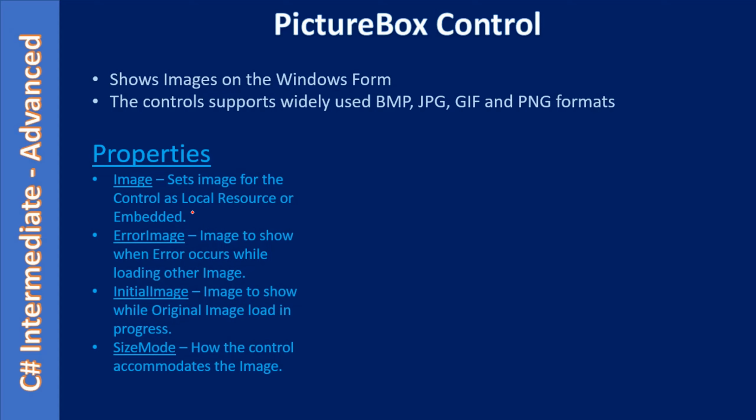So the image is to load the image on the picture box control. Error image is to show the image when certain error occurs. Initial image is the default image before any image gets loaded into the picture box. Size mode tells how the picture box control resizes the image, or even the picture box control itself. So it's a resize between the picture box control and the image, and how to fit that in the container. Container here is the picture box, and it shows the content. Content is the image.